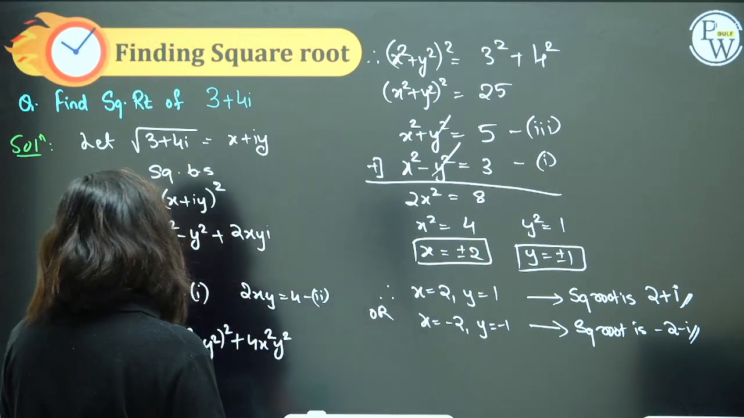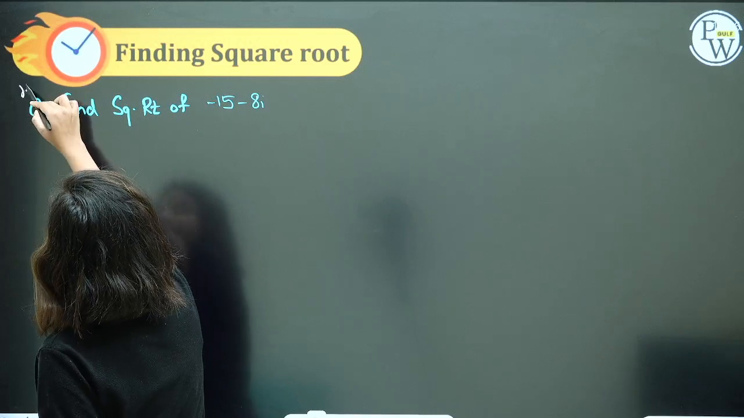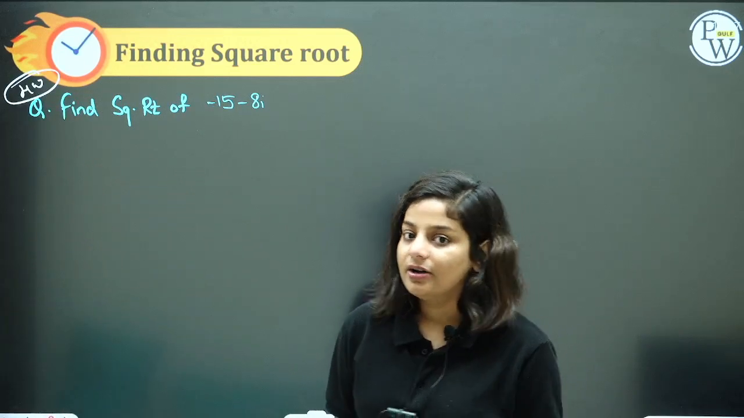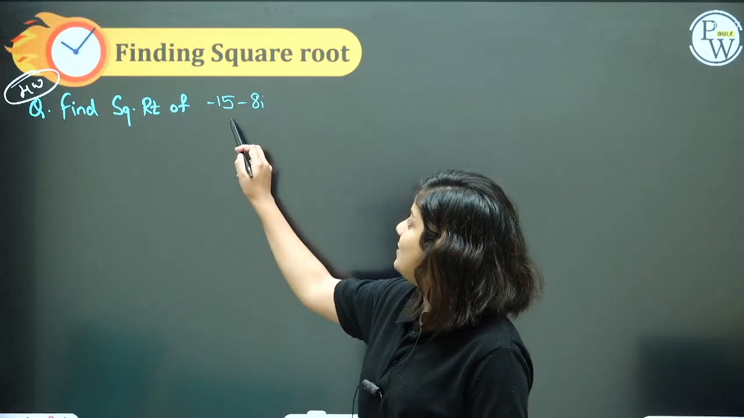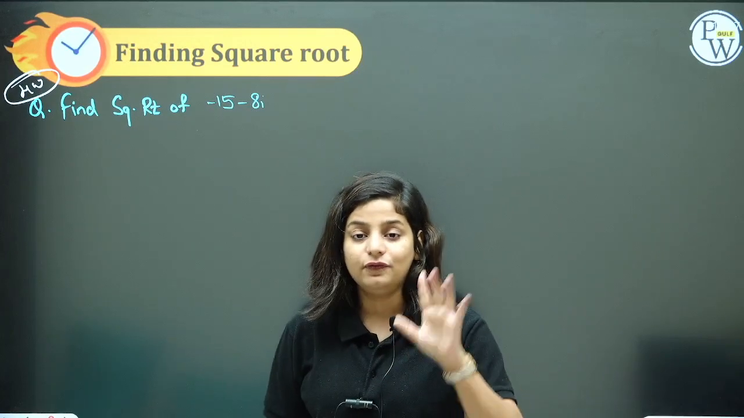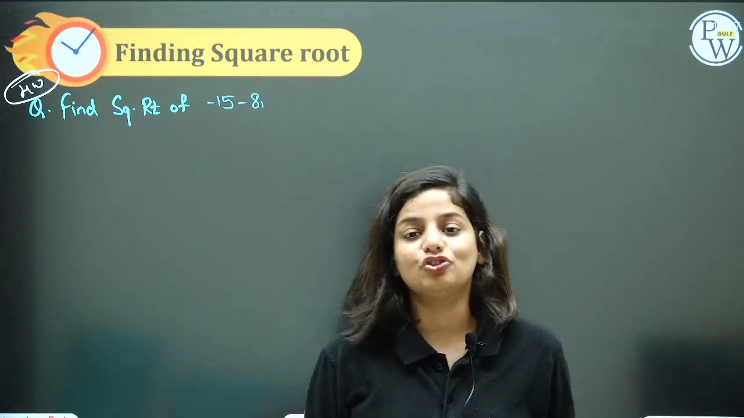So I ask you all to take this as a homework question and let me know the answer in the comment section. What will be the square root of minus 15 minus 8i? Do solve. It will be very helpful. Follow all the 10 steps. Take a screenshot of those 10 steps and start solving, guys.